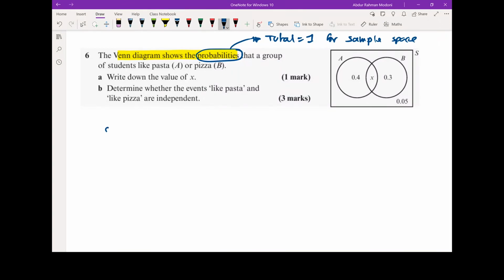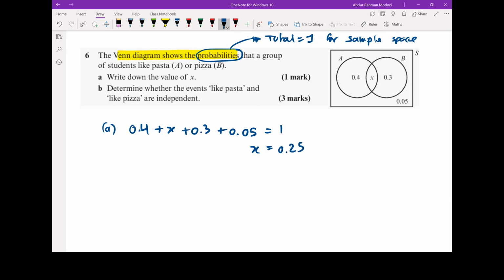So we've got 0.4 plus X plus the 0.3 plus the 0.05, and that should equal 1. And then if we rearrange that and make X the subject, X is equal to 0.25 in this instance.